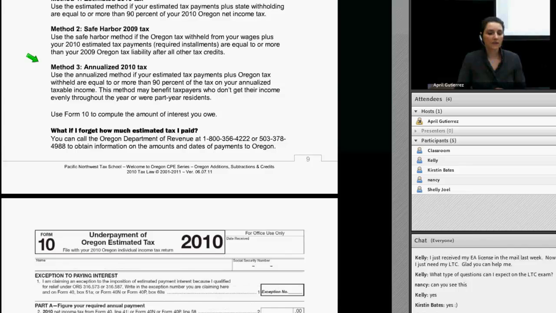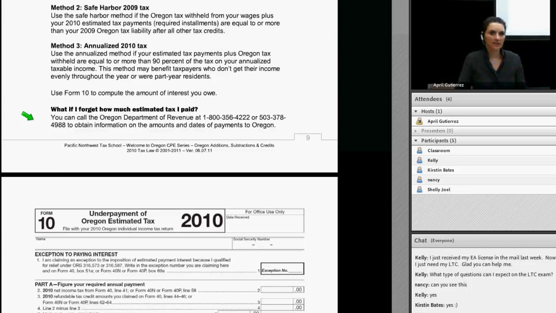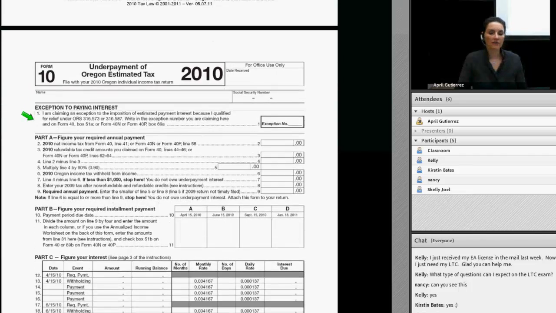What if I forgot how much estimated tax I paid? That's a common situation. You can call the Oregon Department of Revenue at either of these 2 numbers to obtain the information on the amounts and dates of payments that were made to Oregon. Obviously, you'll either need a power of attorney or you'll need your tax client present to get that information, or you can just have the client call and get the information for you.